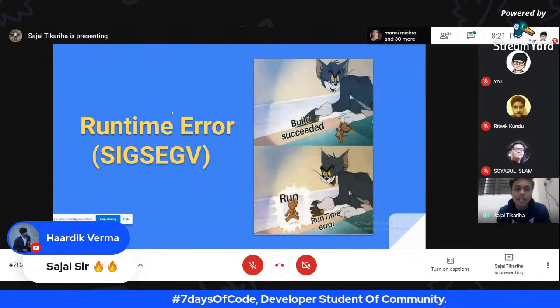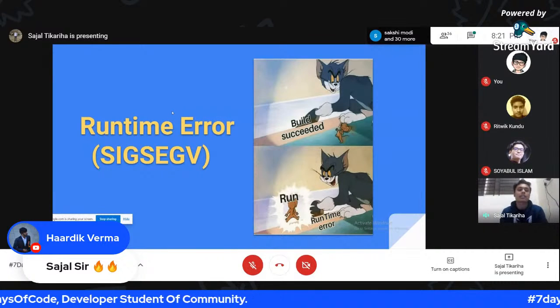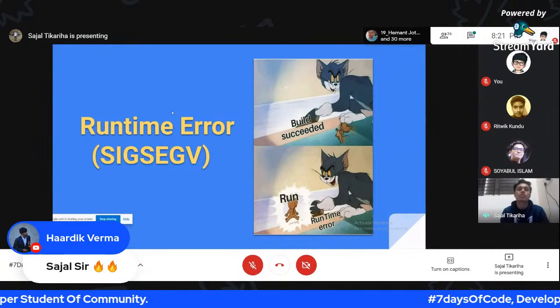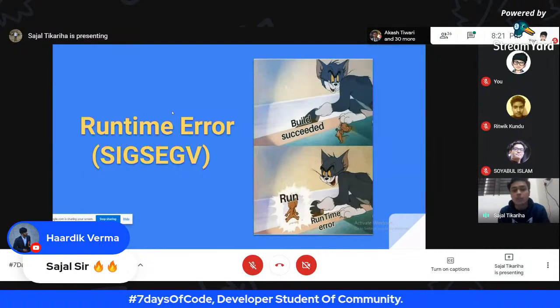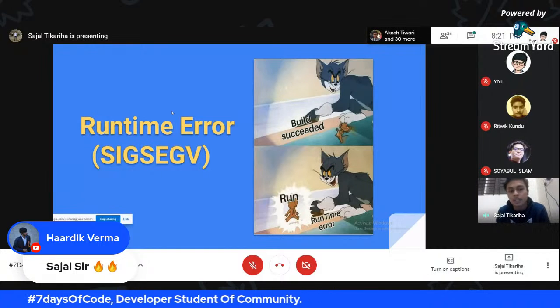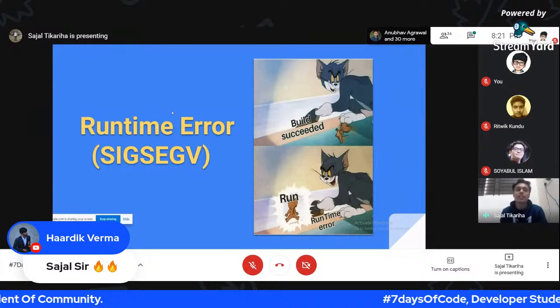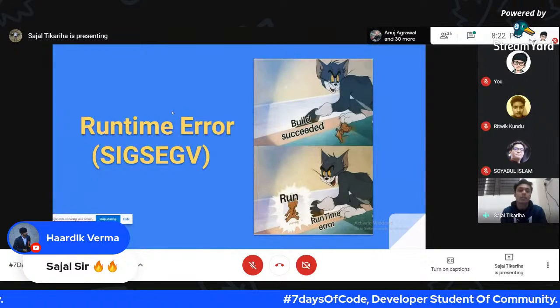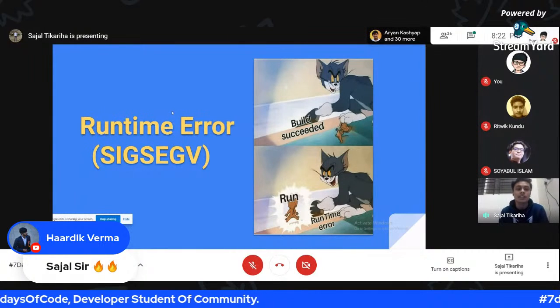Runtime error may also occur due to mathematical errors, like dividing by zero, taking modulus by zero, or assigning a number that is out of the range of your data type. For example, for long int you have a limit around 10 to the power 18, and you can't assign a value that is more than the limit. That would be a runtime error.